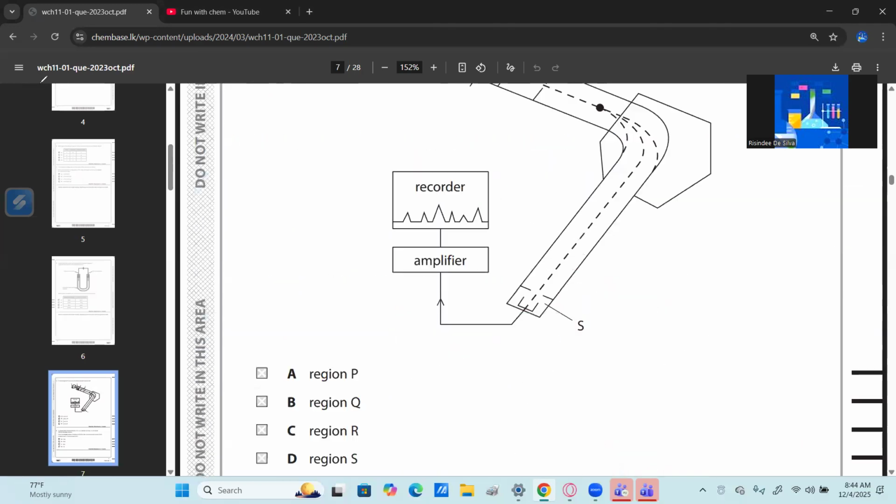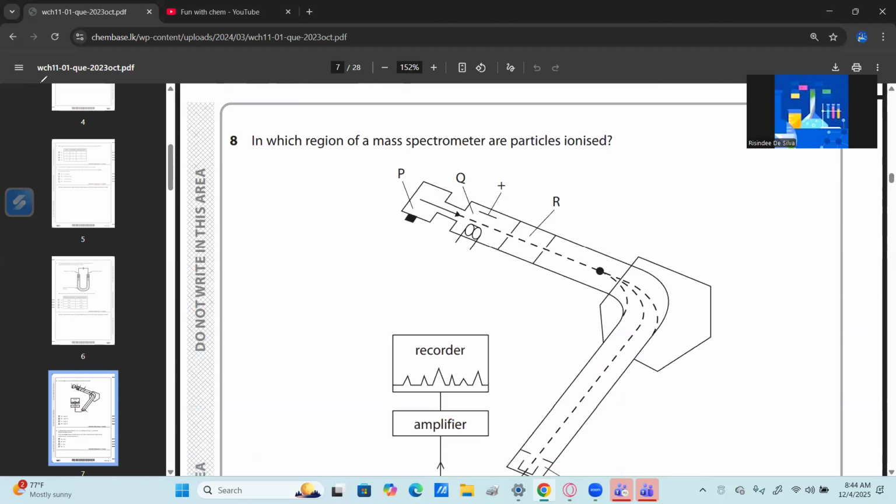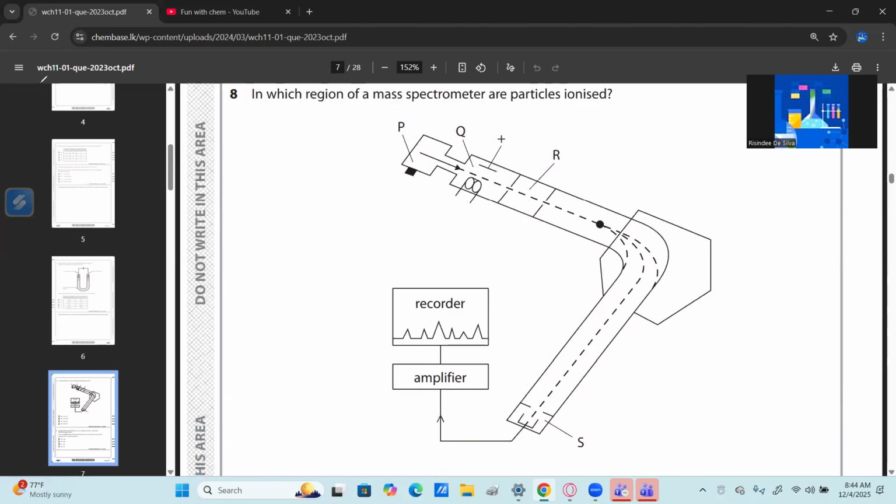In which region of the mass spectrometer are particles ionized? So we know particles are ionized in the Q section, right? First vaporization, then ionization, then acceleration, then deflection. When they are bombarded with high energy electrons. So that happens at region Q.